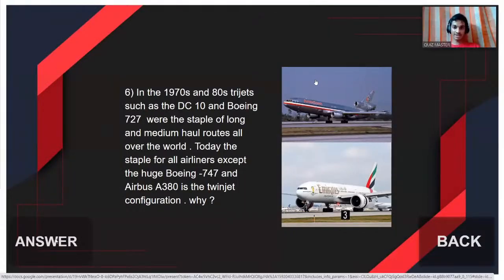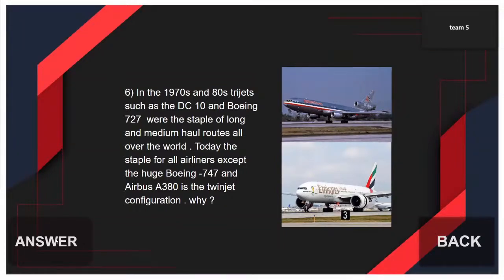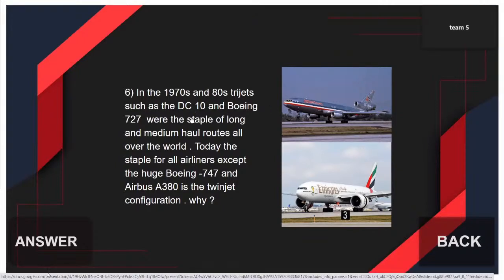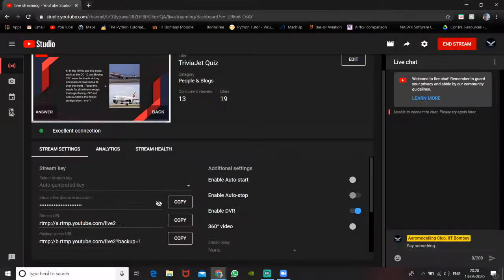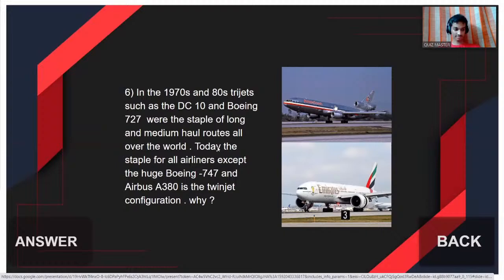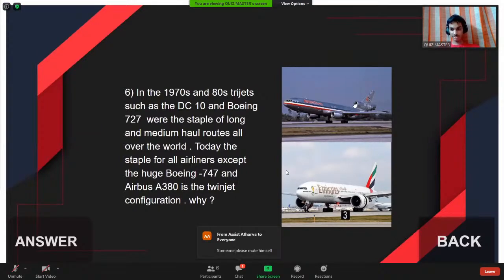In the 1970s and 80s, there were trijets, or planes with 3 engines. All the long haul and medium haul routes were flown by these trijets. But today, all the large airliners, except the really large ones, have 2 engines. What specific reason was there for manufacturers to make 3 engine planes? You guys understand the question?